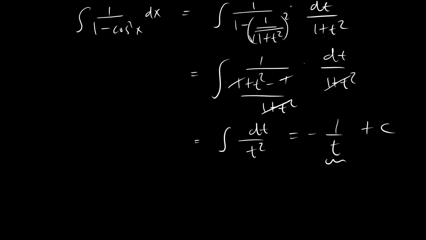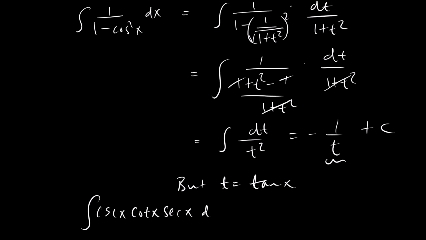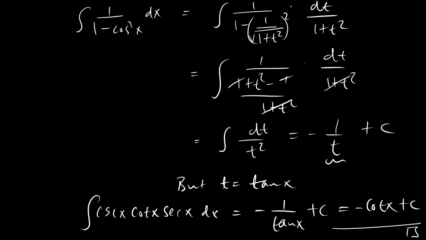But we had said that t was equal to tangent of x. So in other words, our integral of cosec of x cotangent of x times sec of x is equal to negative 1 over tangent of x plus c, which is equal to negative cotangent of x plus c. And that is our answer. Okay, so we'll move forward to number 4.